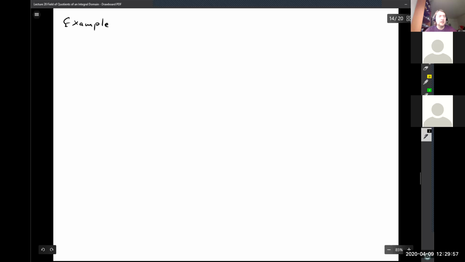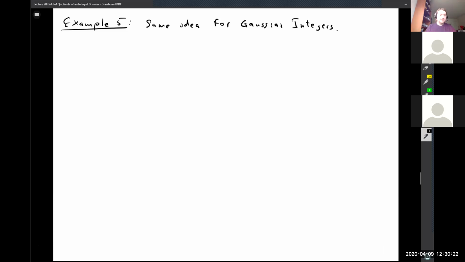Example 5. Same idea applies to Gaussian integers. So if you have Gaussian integers, the rational complex numbers will be its field of fractions. Okay, so I will stop here and I will be glad to answer your questions.